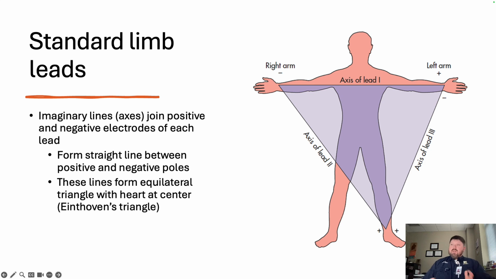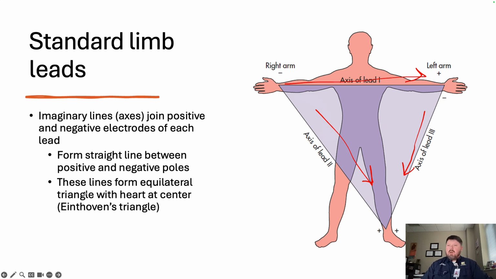So imaginary lines or axes join positive and negative electrodes of each lead. The axis of lead 1 would be traveling towards the left arm. The axis of lead 2 would be traveling towards the left leg, and the axis of lead 3 would be traveling towards the left leg.